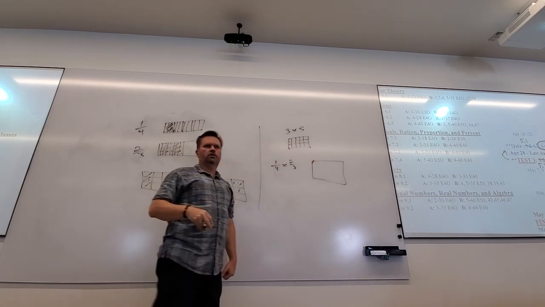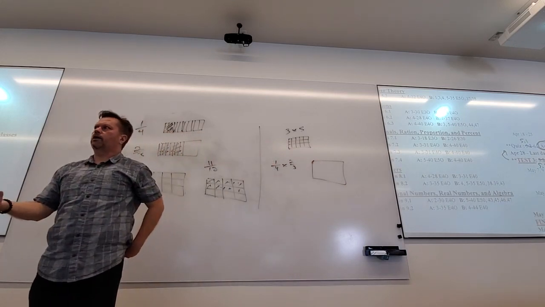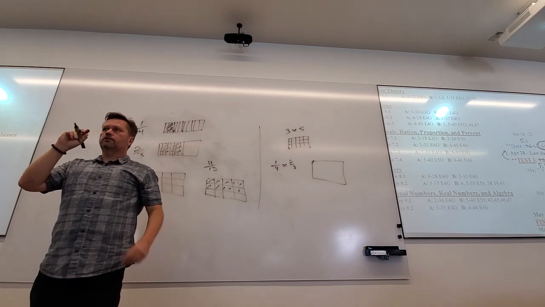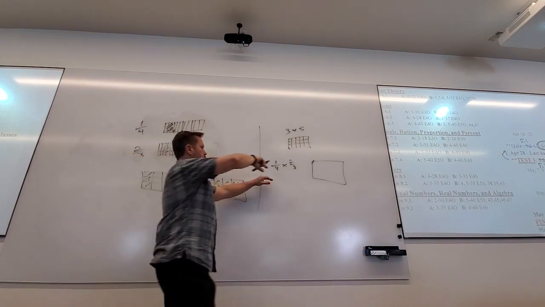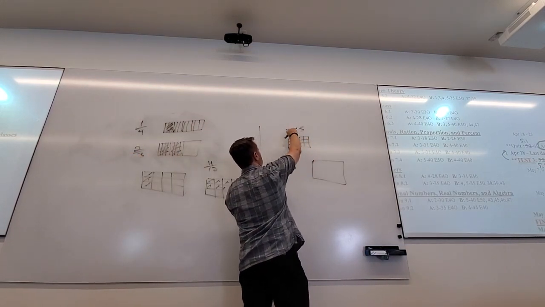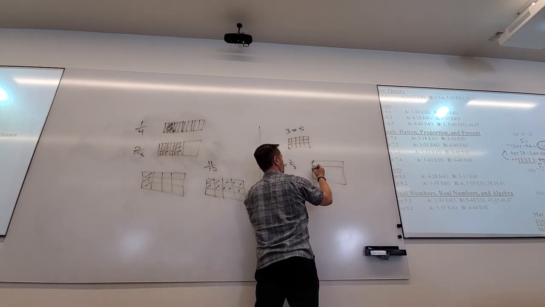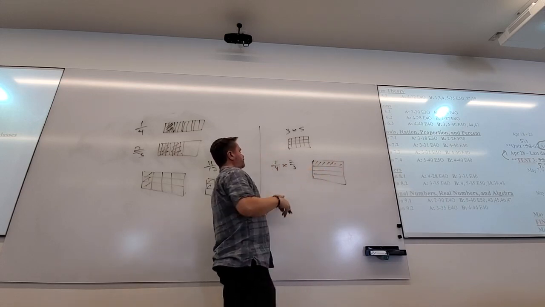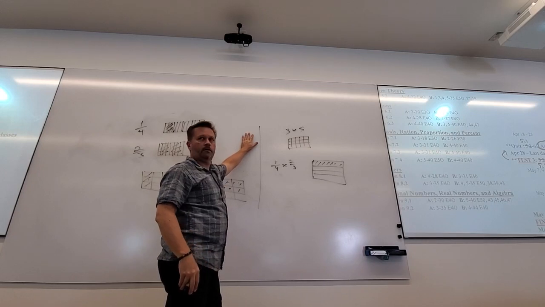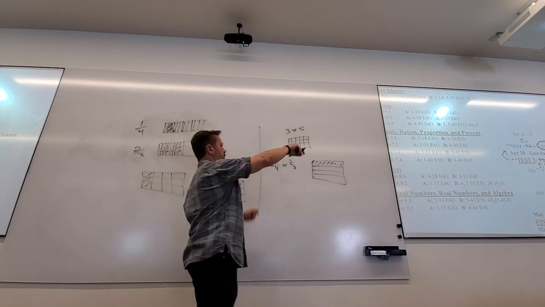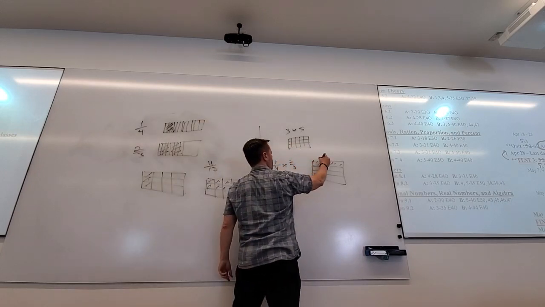Here's what I'm going to do. Shading is going to become part of the problem. So this way represents 2/3, right? So this will be 1/4. So this way represents 1/4. And then this way represents 2/3. Let's see how this works.